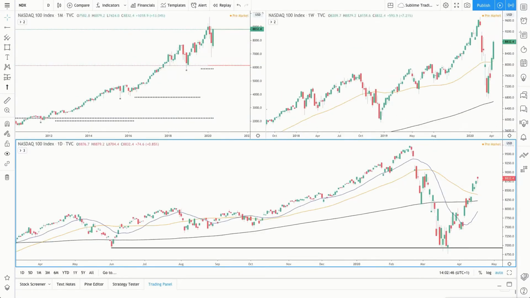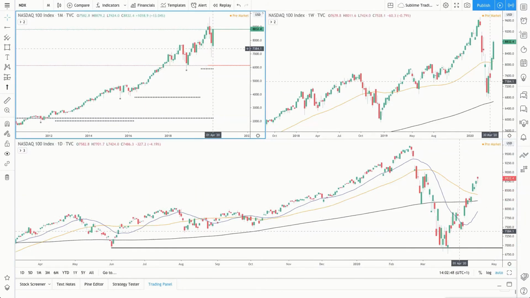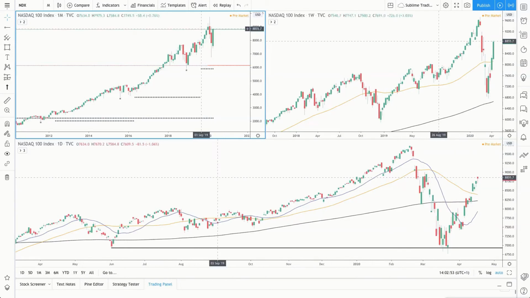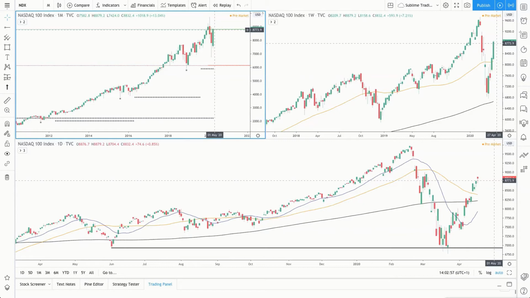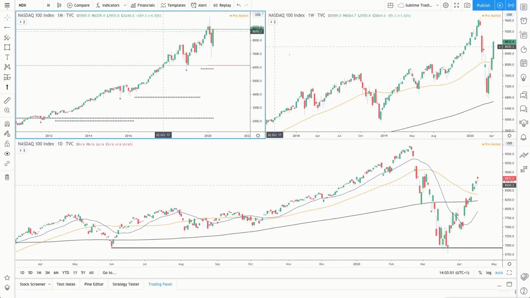Now, the NASDAQ is very much leading the way. We can see, starting with the monthly time frame, it's been a bullish April and price is now actually at the high of 2019. So if we start seeing price break through this level convincingly, then we could see price move back to the all-time high.